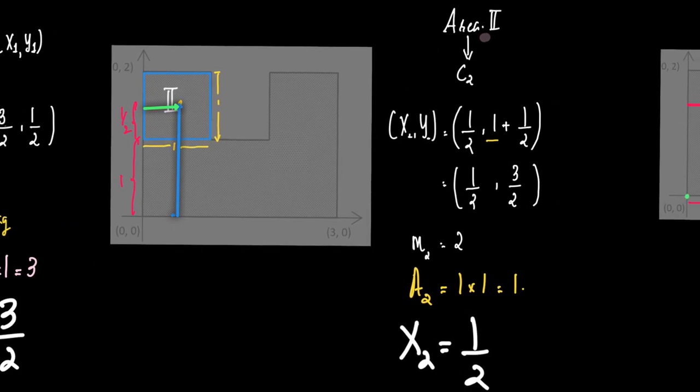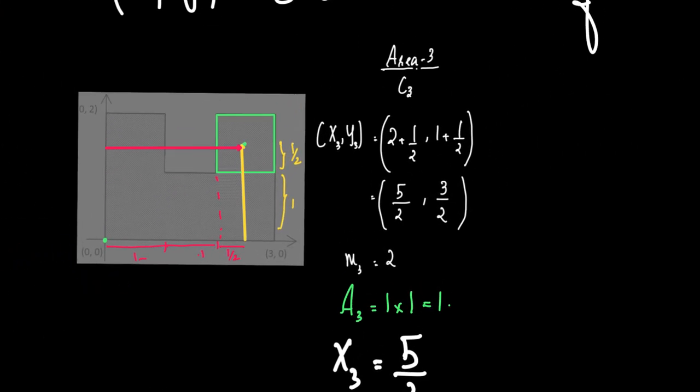For area 2, width is 1, height is 1, so A2 is equal to 1 into 1, and x2 is 1 by 2. Like I said, I'm doing the calculation only for x2. You can do the same for y2. And for area 3, length is 1, width is 1, height is 1. Therefore, area 3 will be 1 into 1. For x3, we have calculated this earlier as 5 by 2.